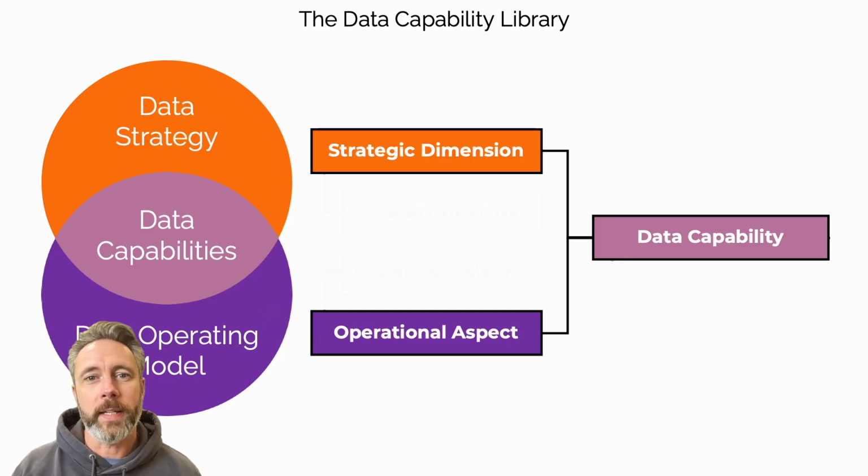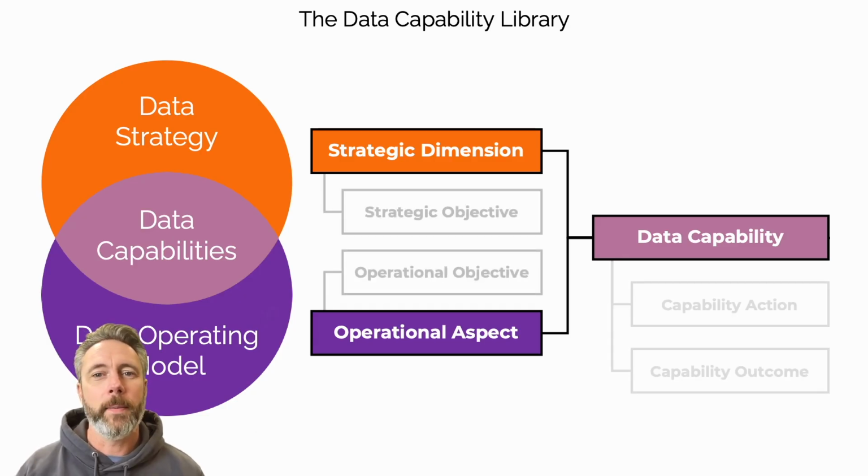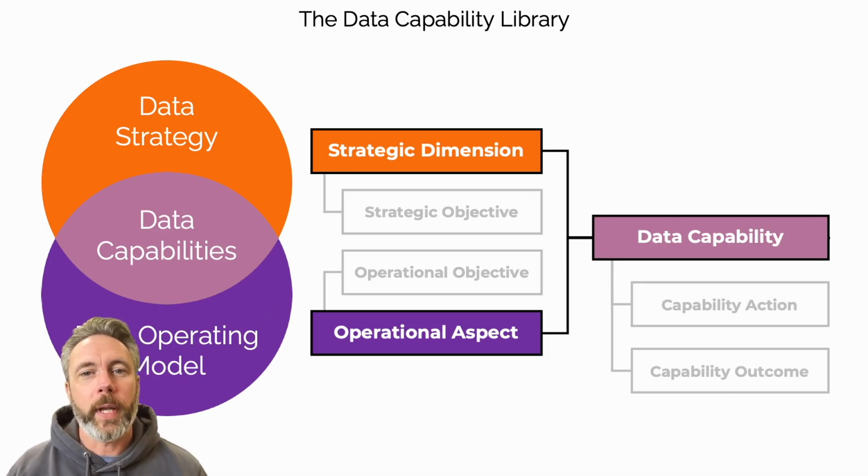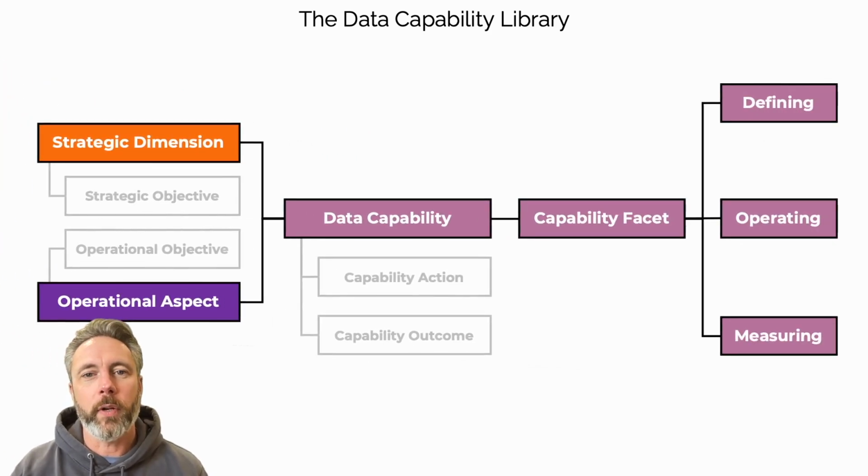And each capability is defined by 2 things: by what action needs to be performed and then what outcome that action is meant to achieve, so that capabilities always answer both the what and the why questions. And now we go one level deeper using what we call facets.